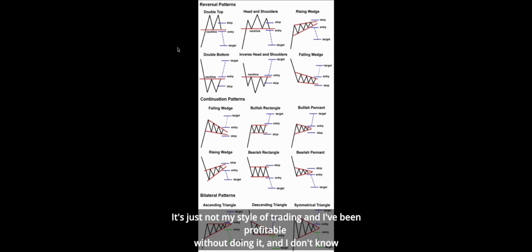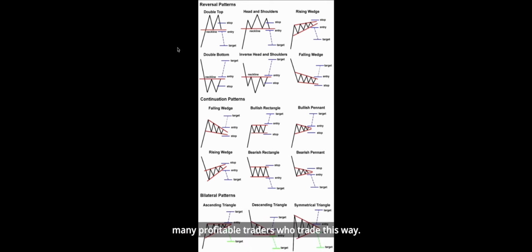Double top. Okay, it's just not my style of trading and I've been profitable without doing it, and I don't know many profitable traders who trade this way. Okay, and this is why I don't like it. A lot of these rely on breakdown trading. So if you look, the example here is that you have a double top, a high, a low, a high of equal measure. You then wait for it to break below the neckline.